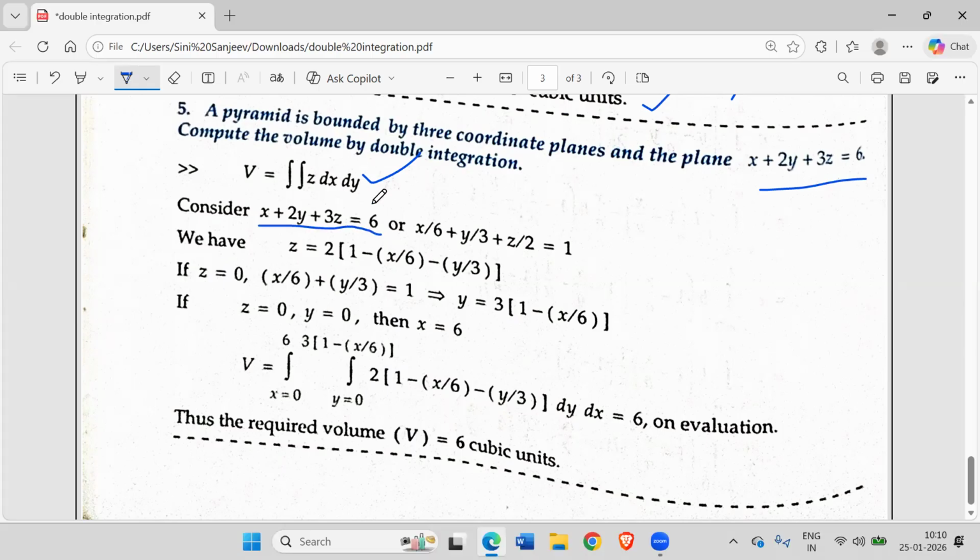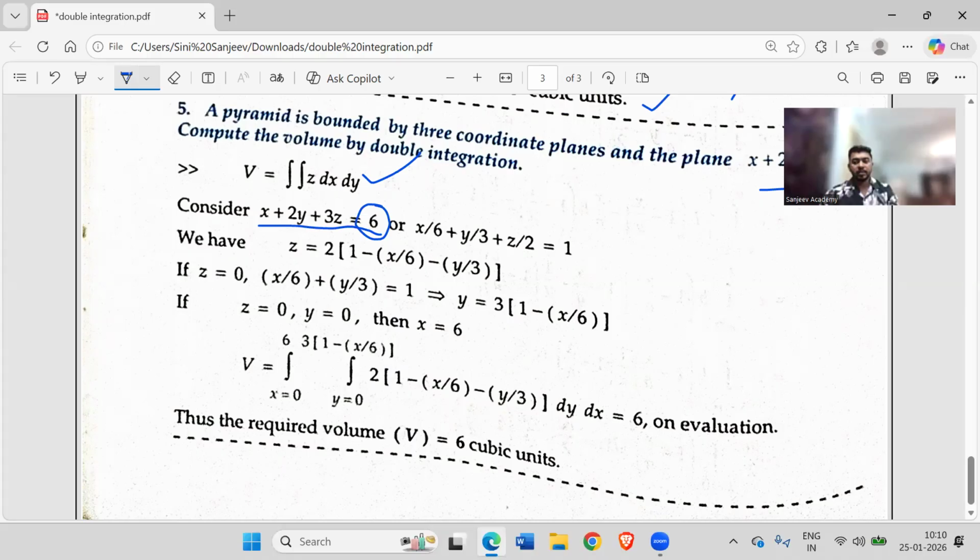Here, write down the question first. And make sure that the RHS value should be 1. So to get this, what will I do? I'll divide throughout by 6. So once I divide throughout by 6, what will I get? x by 6 plus y by 3 plus z by 2 is equal to what? 6 by 6 is 1.